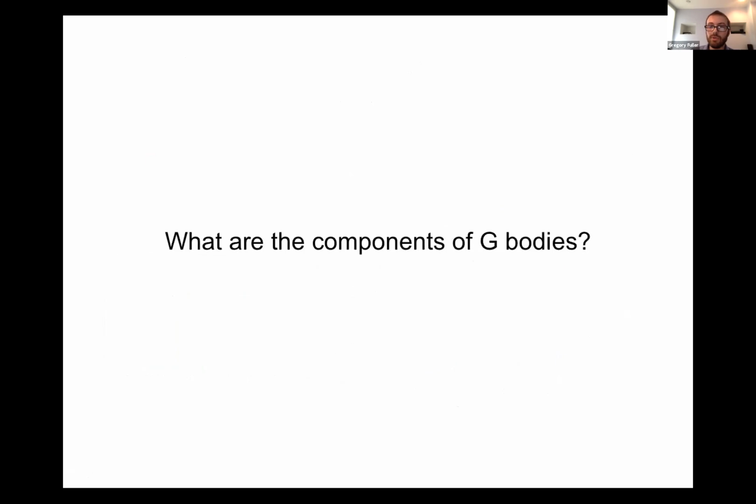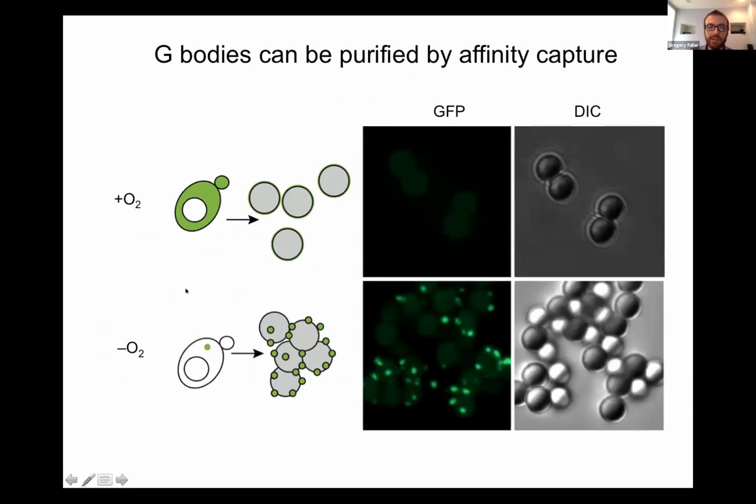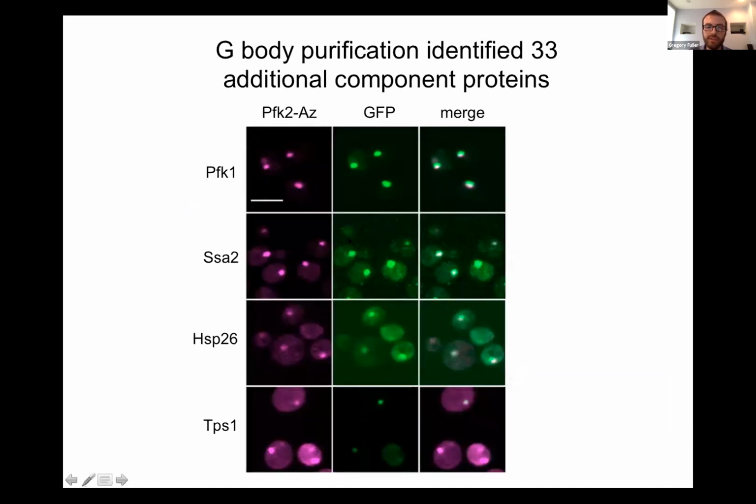So we wanted to determine what the components of G-bodies are. And we found that we could purify G-bodies using differential centrifugation followed by affinity capture. So what you're seeing here are actually Dynabeads. And when we pull down a normoxic lysate, you don't see any kind of puncta accumulating on the Dynabeads. However, when we take the hypoxic lysate, we're able to capture seemingly intact G-bodies along these beads. So we used mass spectrometry to identify proteins in G-bodies and validated this again with co-localization with PFK2-Azurite.